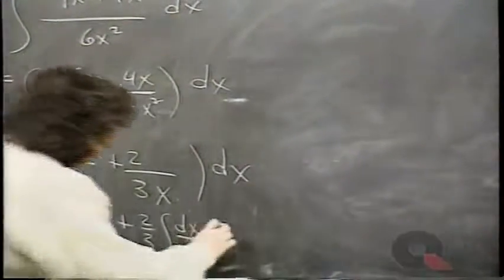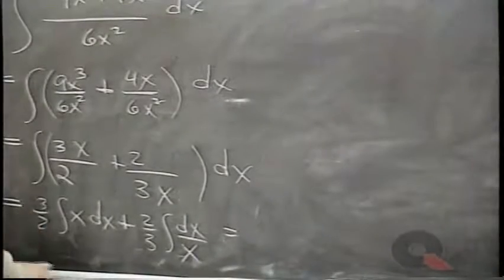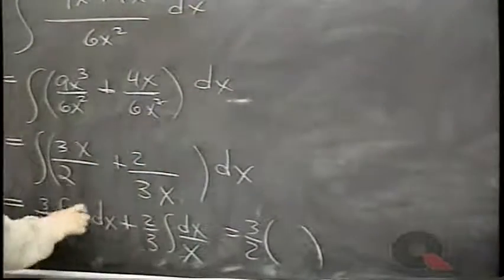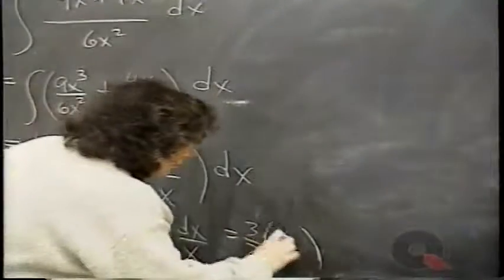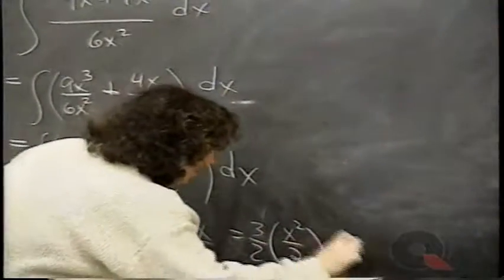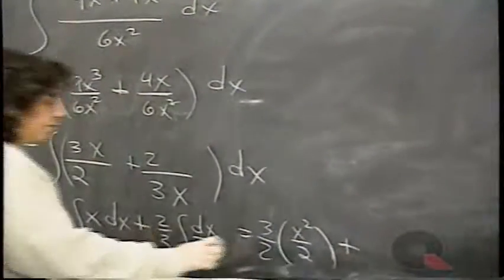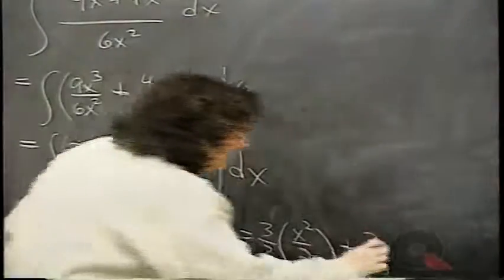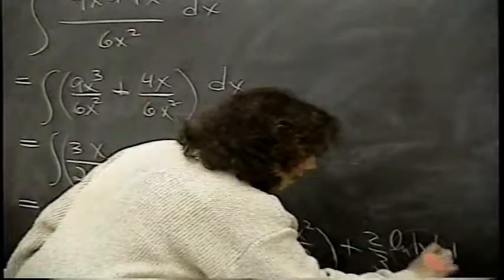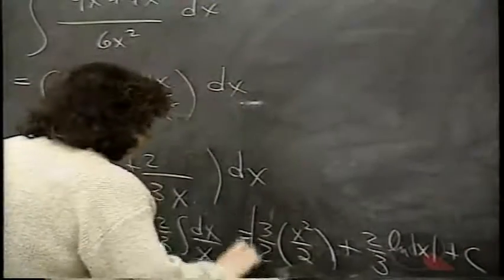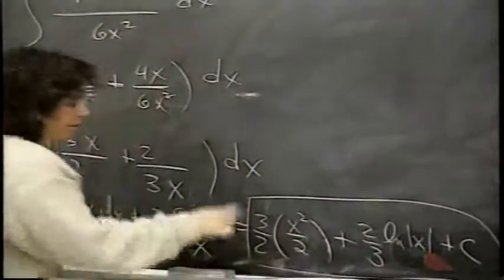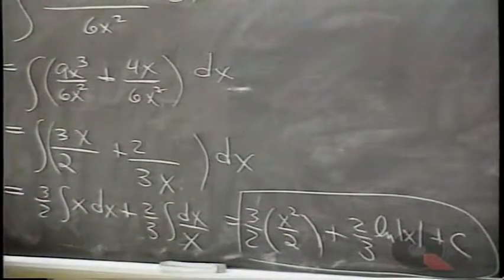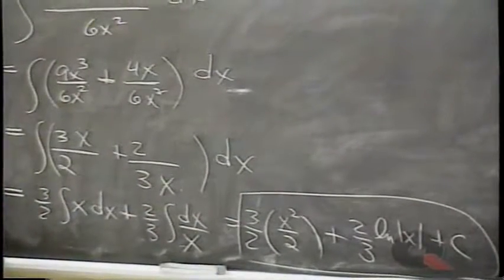And each of these, of course, can be handled easily. This is 3/2. The integral of x to the 1 dx is, of course, x squared over 2, plus 2/3. The integral of dx over x is ln of the absolute value of x plus c. So 3/4 x squared plus 2/3 ln of the absolute value of x plus c.